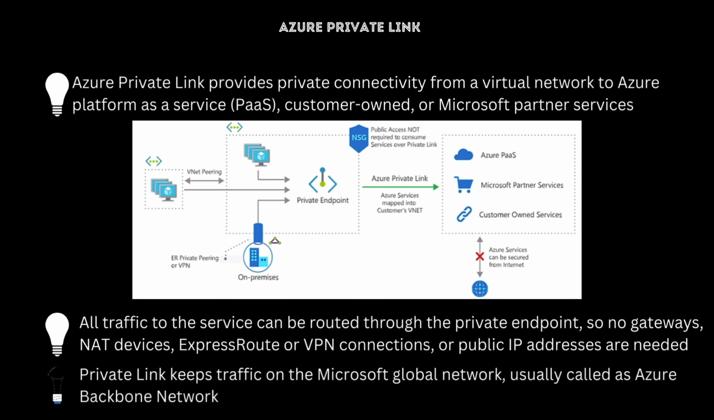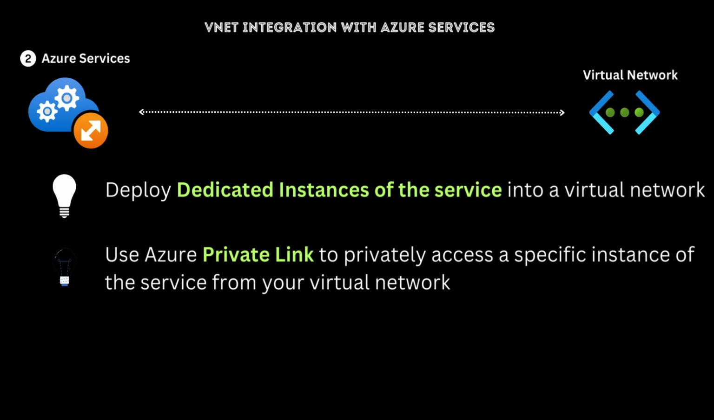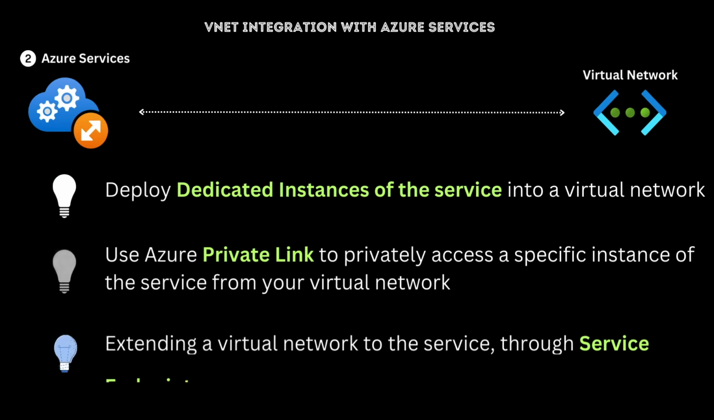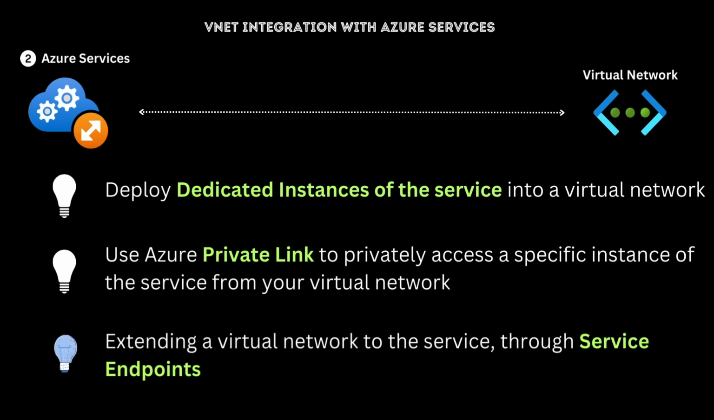So now we know two ways to connect to the Azure PaaS service. What is the third one? Can you guess? Yes, it is service endpoint, extending a virtual network to the service through service endpoint. Let's check the service endpoint in detail.